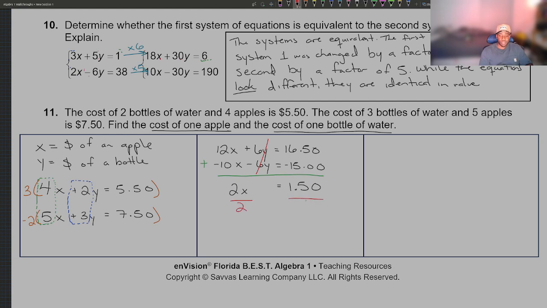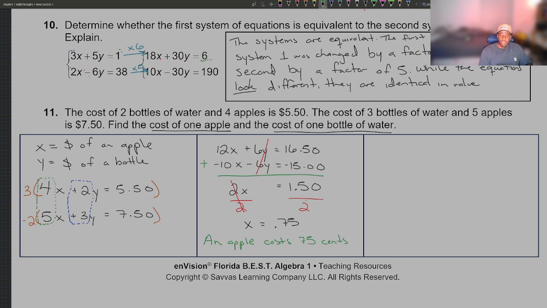Dividing both sides by 2 to get x by itself is going to leave us with x equals 0.75, which is the same thing as saying 75 cents. Now, because of how we defined our variables, we know x represented the cost of an apple, so we just found that an apple costs 75 cents.